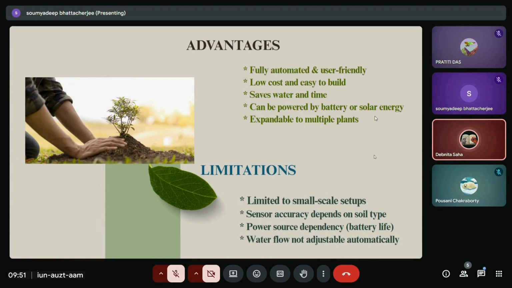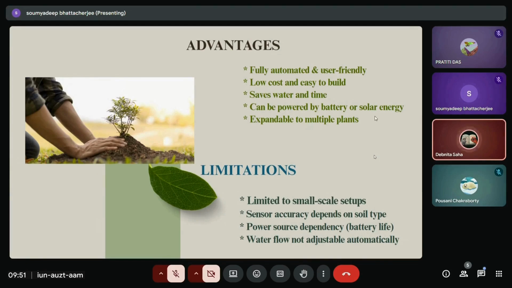Another big plus is that the system is low cost and easy to build. It uses basic components like an Arduino Uno, a moisture sensor, a DC pump, and a relay module, all inexpensive and easily available. There's no need for complex hardware or high maintenance. Even beginners in electronics can assemble it and understand how it works. The simplicity of this design means it can be implemented in schools, colleges, and even by hobbyists as a learning project.